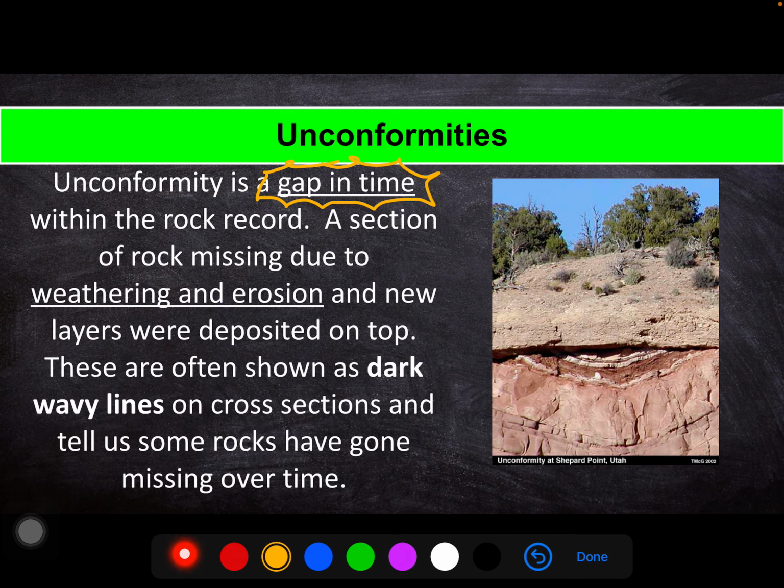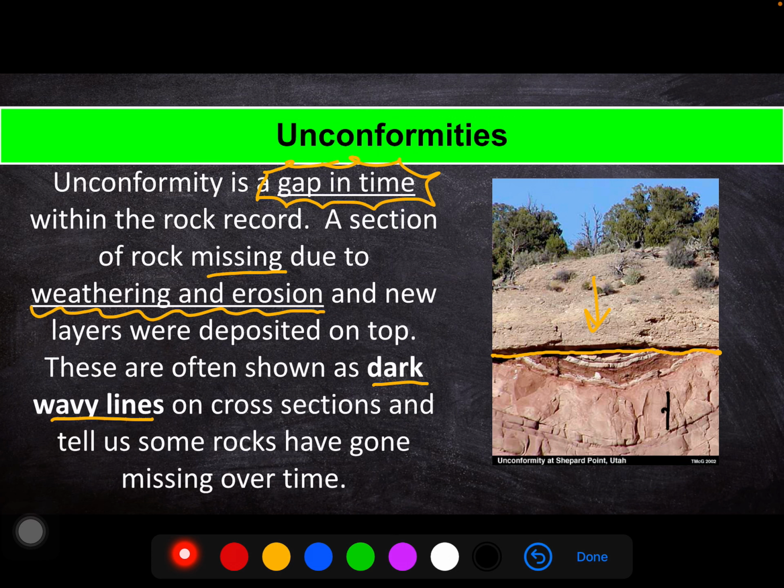And so this contact line, as we called it, often shows up on our cross sections as dark wavy lines, giving us a clue that some sort of erosion happened while that rock layer was on the surface, and something got removed, went missing, and then new layers got deposited on top. And then we just don't account for that gap, right?